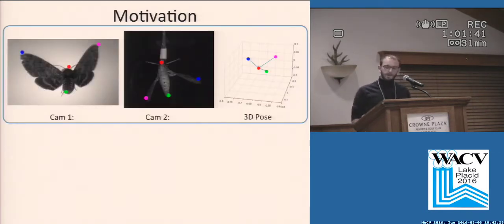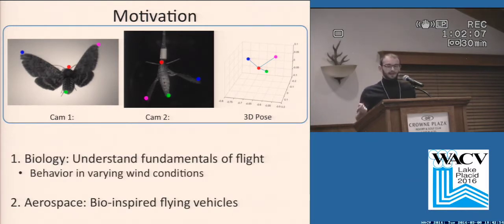So the question is, what are we trying to do here, and what's the motivation? One of the motivations for being able to localize these key landmarks of the moth is that if we can accurately do this in multiple views, then we can get a 3D pose by triangulating those landmarks, and now we have a quantitative piece of information about how the moth is moving over time. In particular, there are 2 communities that care about the 3D pose of moths. First of all, biologists, because they're looking to understand fundamentals of flight. With the moth, they stick the moth into a wind tunnel, and they want to know how the moth responds under varying wind conditions. Also, there's the aerospace community that is interested in building flying vehicles, and they look at inspiration from biology.